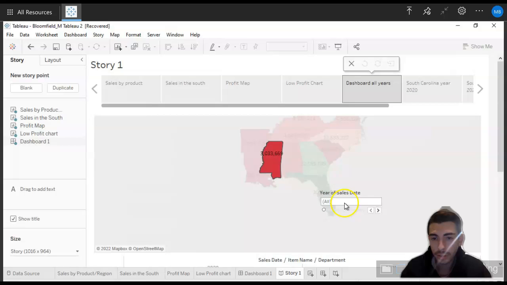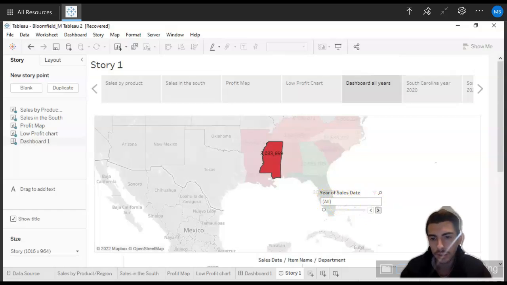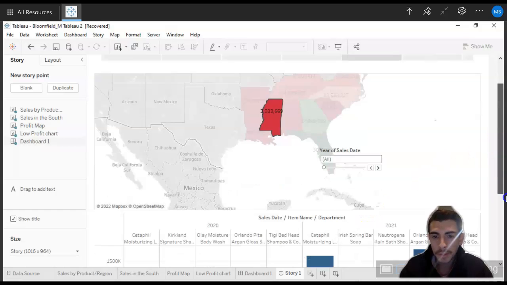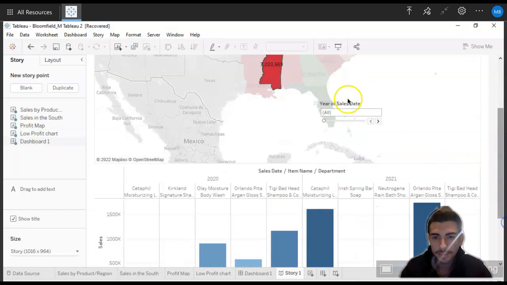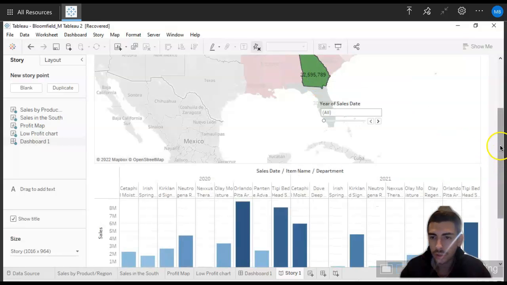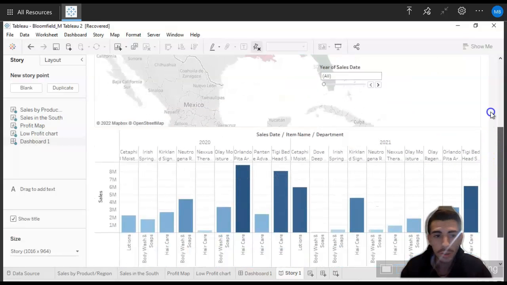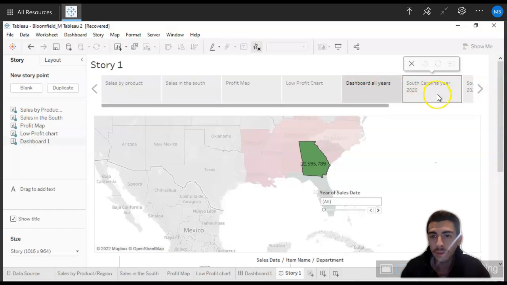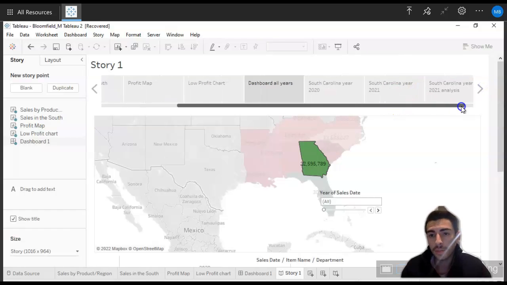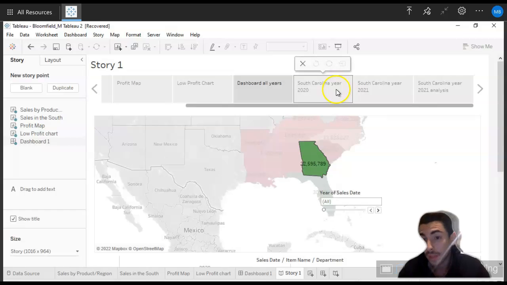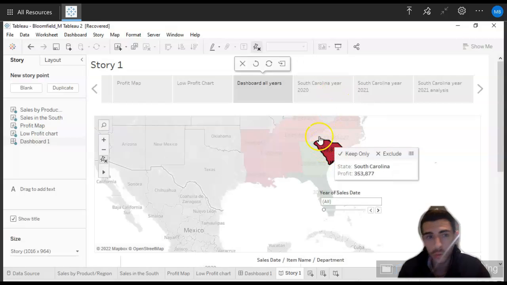Dashboard of all the years. We can change it also. It's not working, but yeah, we have it there. You can see this Georgia. It will change also, so it's interactive once again. I also included South Carolina because it did bad, so we also need to focus on this one.